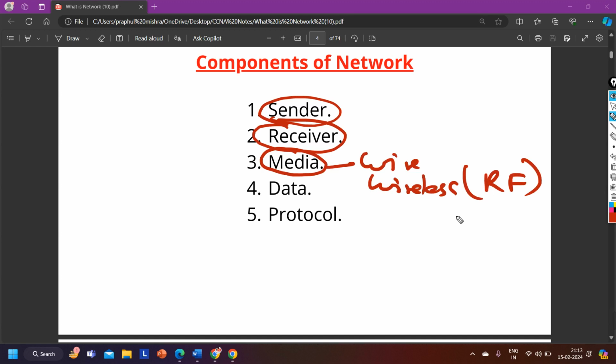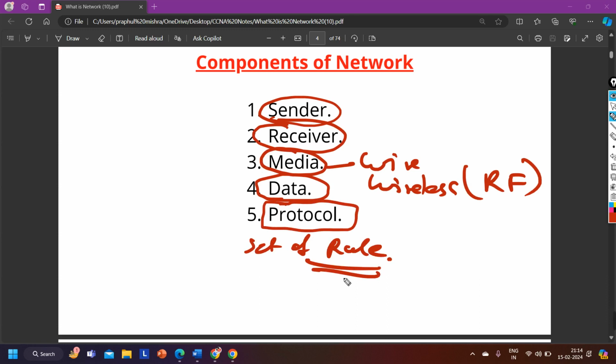So in components of network, we have first device that is the sender, second device that is the receiver, third thing is media. Media is going to carry the information between source and destination. The fourth thing is your actual information, data. Right now I am teaching you, guys, these are actual data. My voice, my board, these are actual data. And the fifth thing is protocol. Protocol means set of rules.